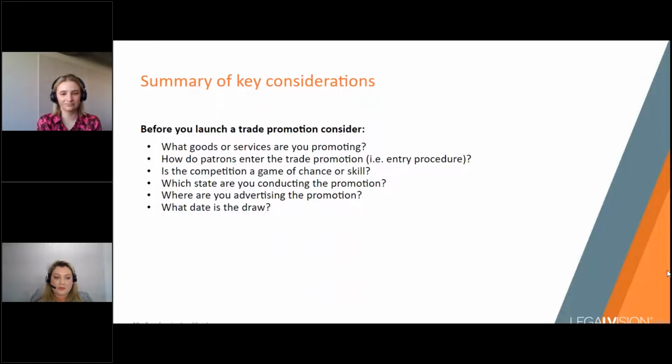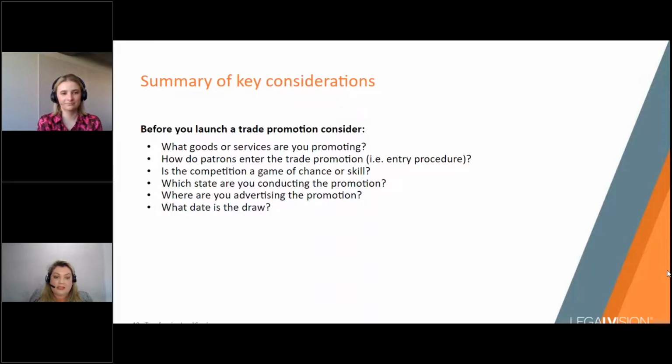So firstly, before you launch into a trade promotion, consider, well, what are the goods and services that you're promoting? As I discussed, you need to ensure that the trade promotion is in fact promoting the sale of a particular good or services. There's a grey area in respect of membership style businesses, but it's very important to make sure that you'd be avoiding a regulator considering that your trade promotion is actually a very thinly veiled lottery.